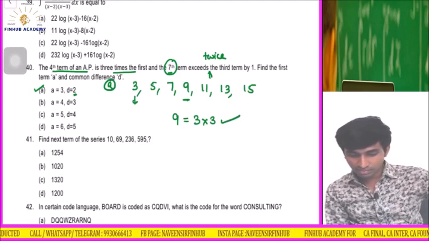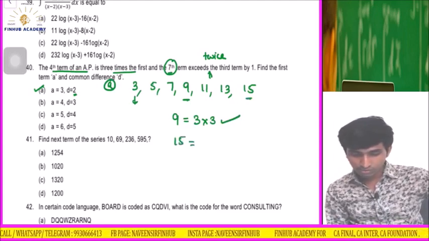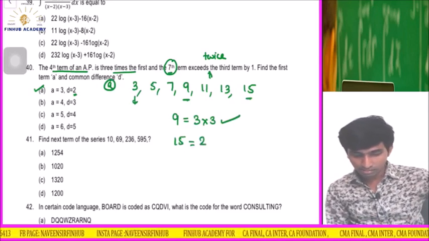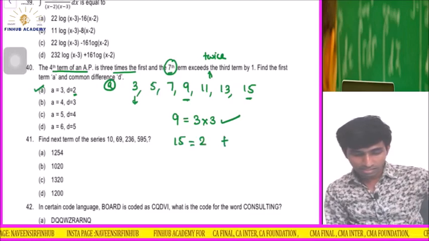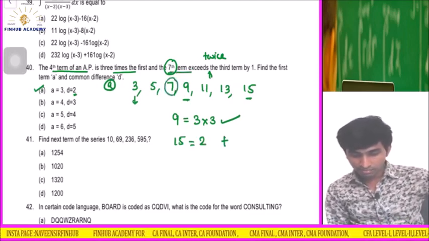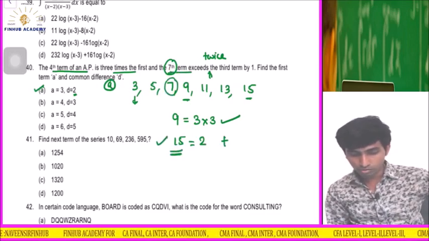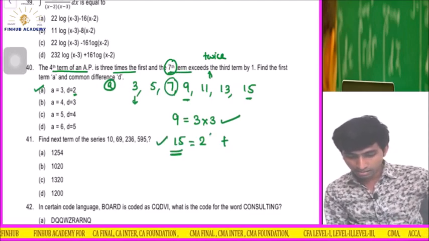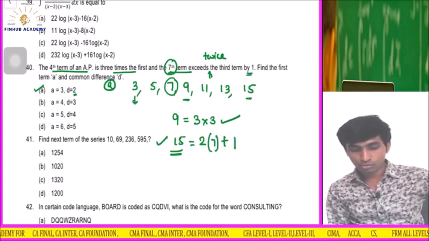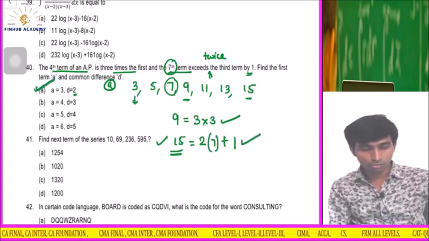And the 7th term, that is 15, exceeds twice the third term by 1. Twice the third term by 1, means third term is what? 7. The seventh term exceeds, this is more, how much? Twice the third term. What is my third term? 7. By how much? By 1. So 7 2s are 14, 14 plus 1 is 15. So the answer is A.